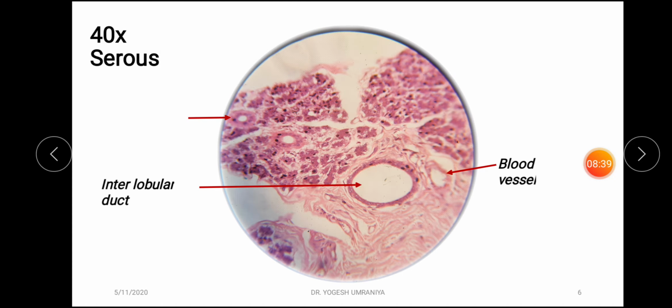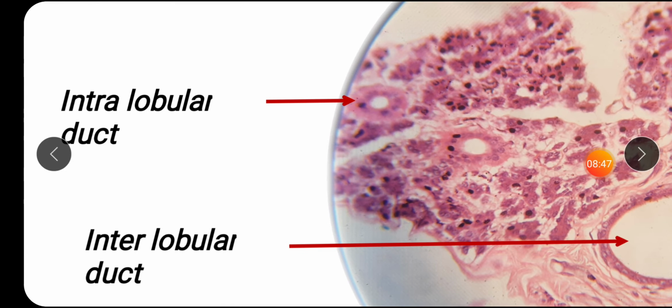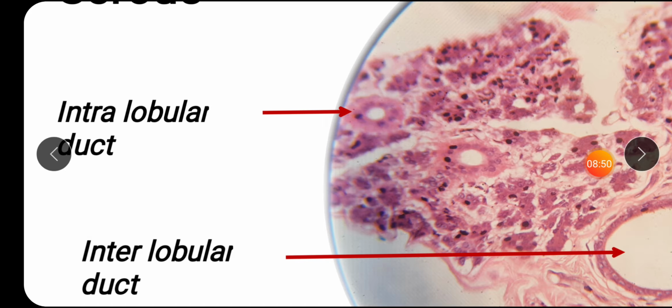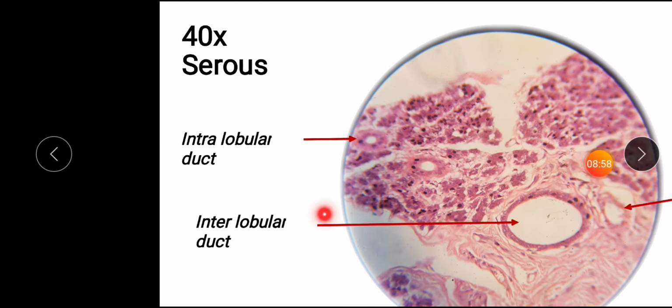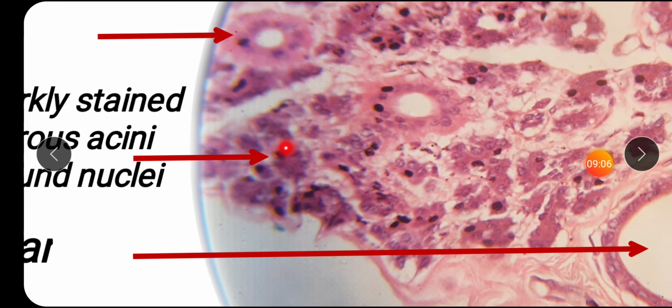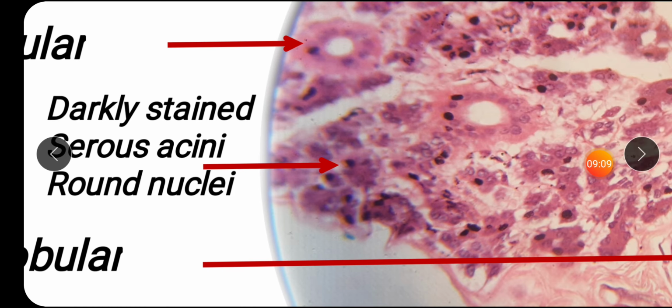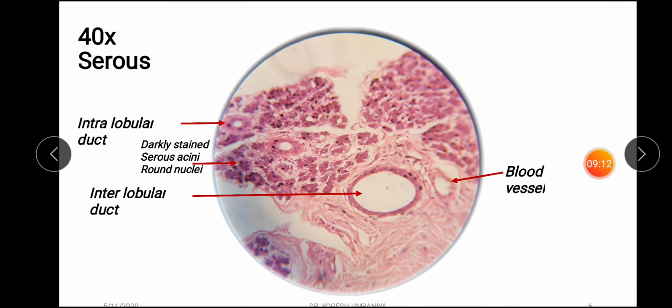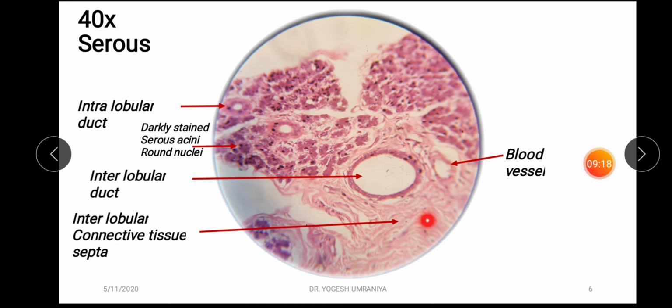Next here you can see again one duct, but that is situated within the acini. So that is termed as the intralobular duct, and you can mark the nuclear position that is nearer to the lumen aspect. So that is of the striated duct. You can see this is the darkly stained serous acini with the round nuclei. This is the interlobular connective tissue septa.